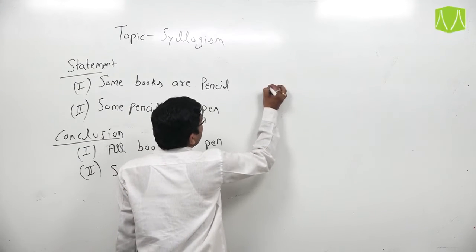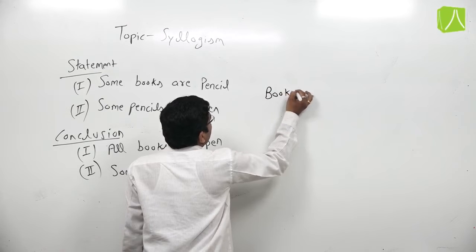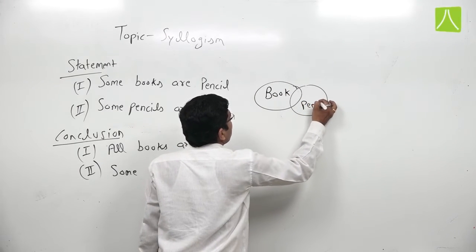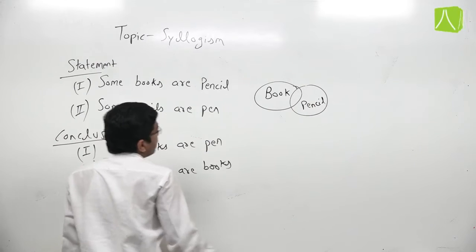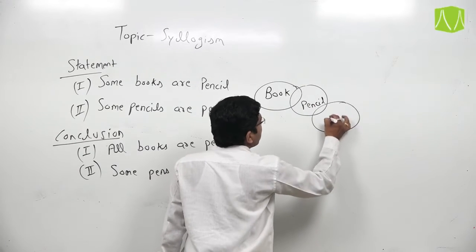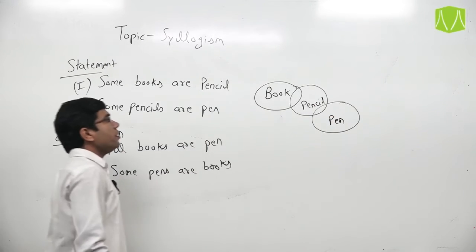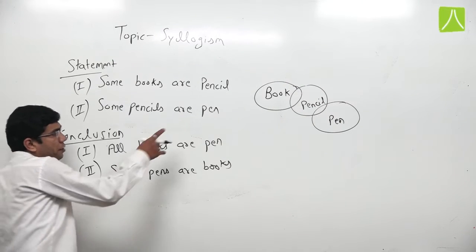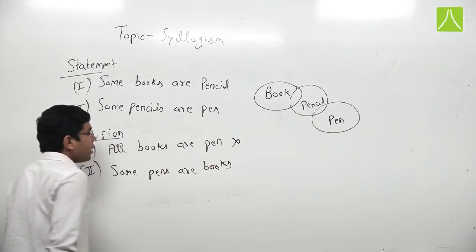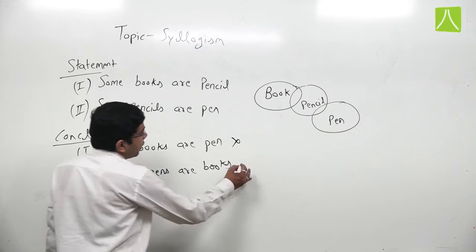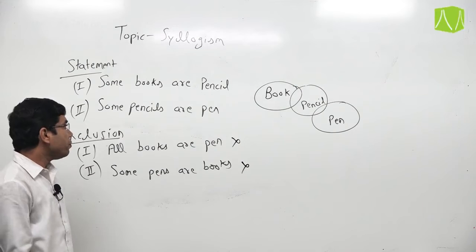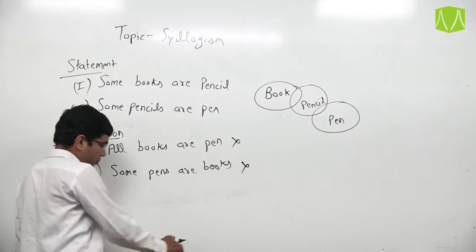Now first draw the diagram. Some books are pencils and some pencils are pens. It is the diagram for this statement. Now conclusion, all books are pens is not correct. Some pens are books is not correct. So both the conclusions are wrong. Our answer should be none follow.